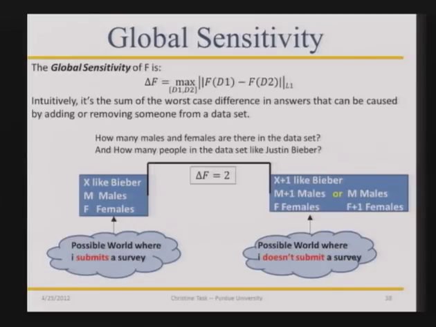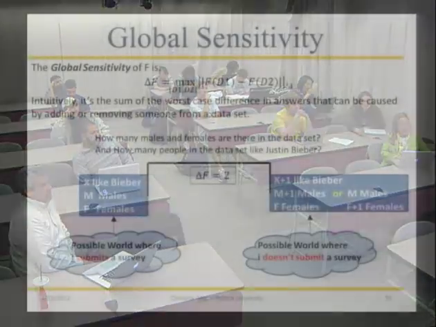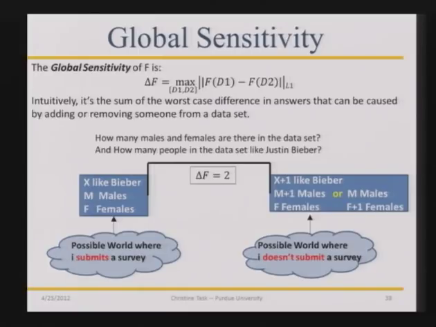Okay. Note, by the way, that I didn't connect those, right? I could also have made it how many women like Justin Bieber, how many men like Justin Bieber, how many women don't like Justin Bieber, how many men don't like Justin Bieber. What would the sensitivity have been? Question to the audience. Does nobody ever answer questions to the audience here? It may not get answered. Zero. It's a sensitivity of one, okay? If I partition my data set into four groups, girls that like Bieber, boys that like Bieber, girls that don't like Bieber, boys that don't like Bieber, then adding one person is only going to adjust the count in one of those buckets by at most one. Okay.